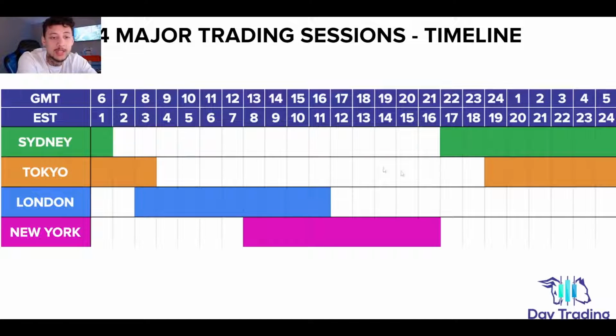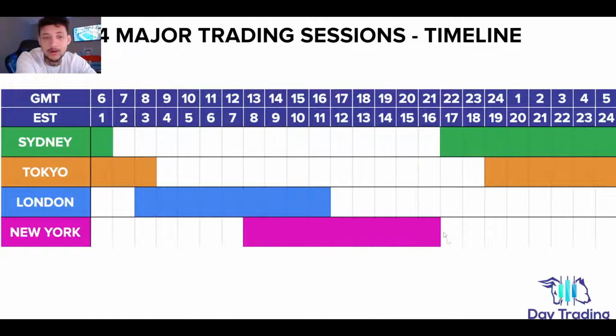Now when it comes down to the Sydney session, as you can see, normally it starts over here, which is going to be 5 p.m. and then ends around 1 a.m., where the Tokyo session starts around 9 p.m. and ends at about 3 a.m. And then the London session starts at 3 a.m. and ends at about 12 p.m. But as you can see, the New York session and the London session do cross over, which we'll get into in a second, and the New York session starts at about 8 a.m. and ends at 5 p.m. being here.